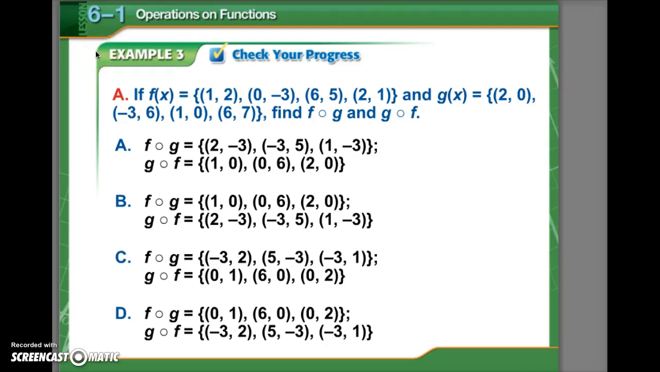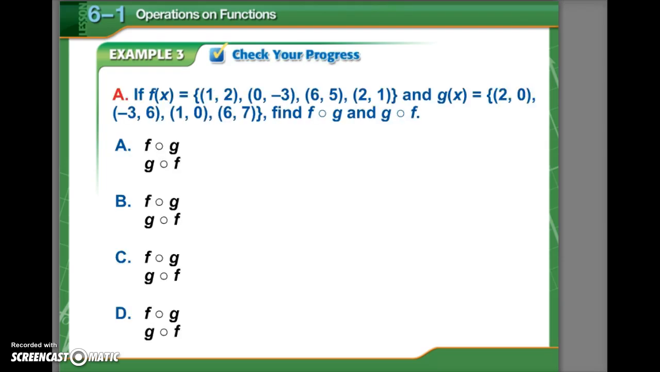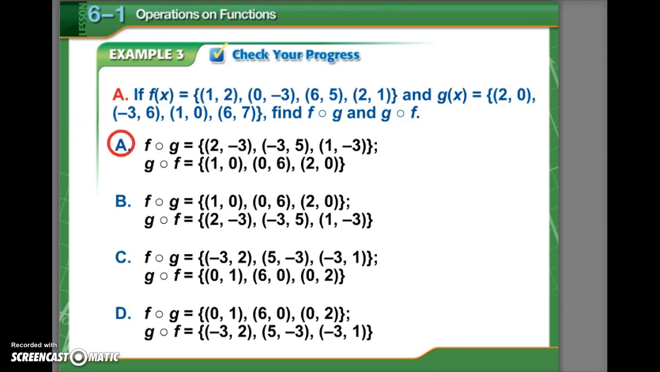Okay, we're picking up with Unit 1, Lesson 10, Example 3, the Check Your Progress problem. So this is just going to be like Example 3 that was in the previous video. So work on this problem. When you get your answer, come on back to this presentation and advance to the next slide. Go. So the answer for this problem is letter A.